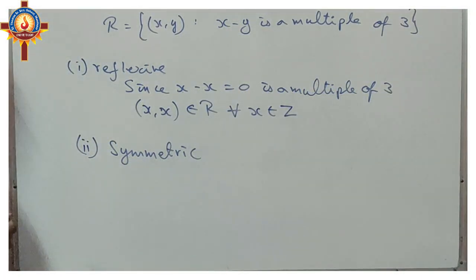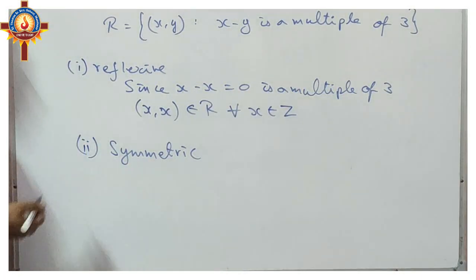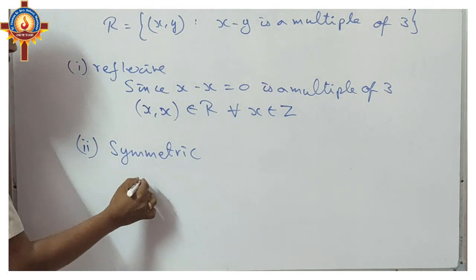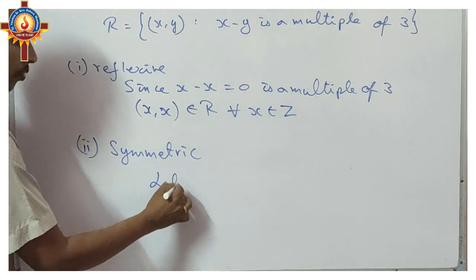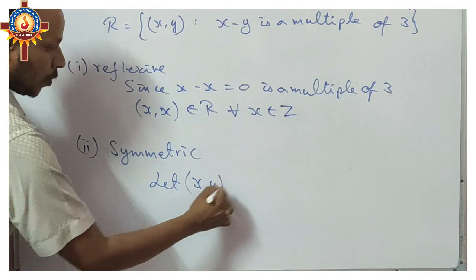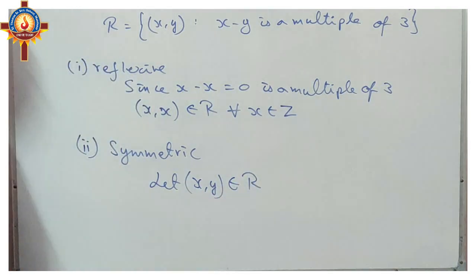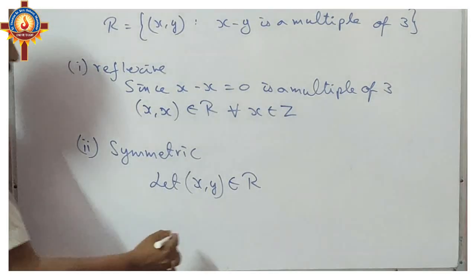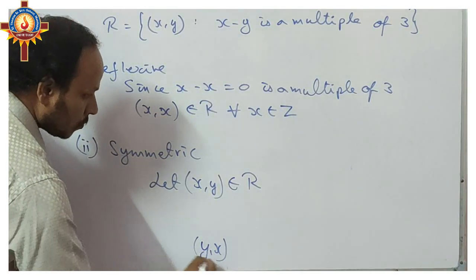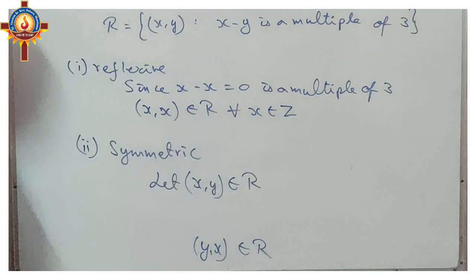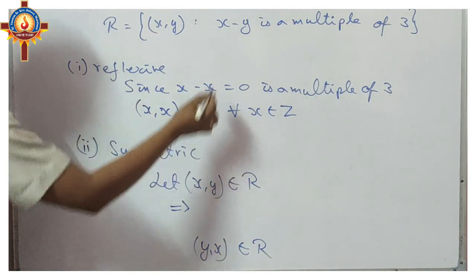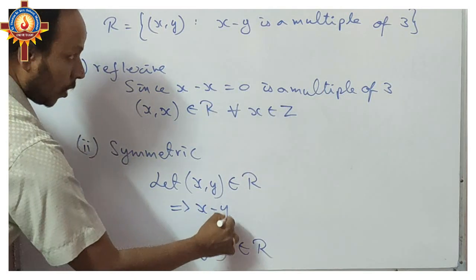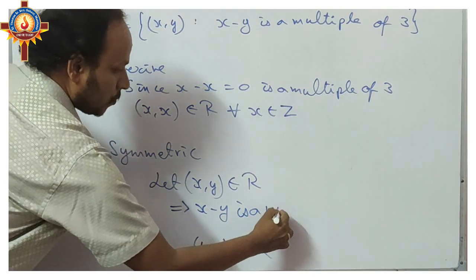So how to check whether the given relation is symmetric or not? Here we have to consider an ordered pair, let (x, y) belong to R. If (x, y) belongs to R, then (y, x) also should belong to R. In that case, we can say R is symmetric. So how can we prove that this relation R is symmetric? (x, y) belongs to R. That means by definition, x minus y is a multiple of 3.